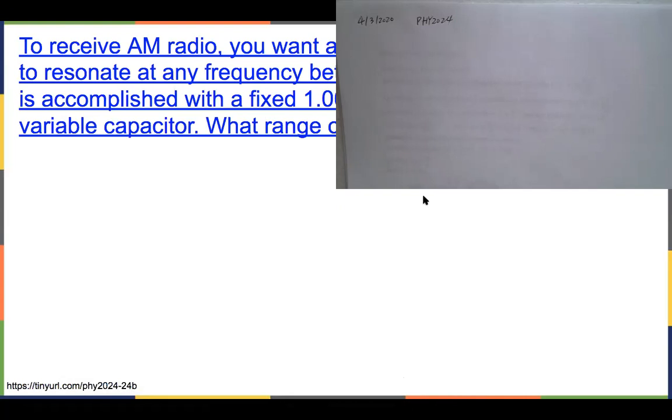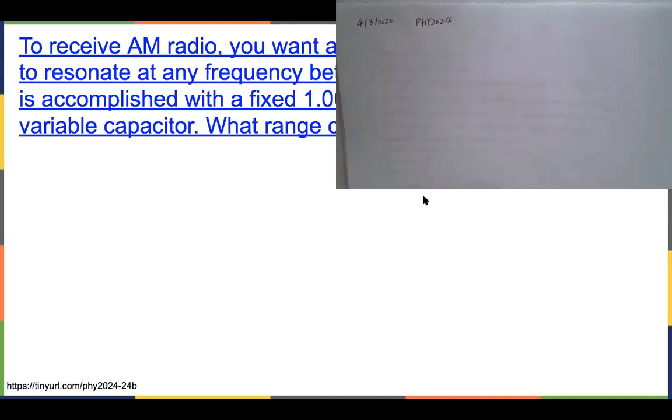All right, let's take a look at this one together here. It says to receive AM radio, you want an RLC circuit that can be made to resonate at any frequency between 500 and 1650 kilohertz. To accomplish this, you have a fixed inductor of 1.00 microhenry connected to a variable capacitor. So what range of capacitance is needed?